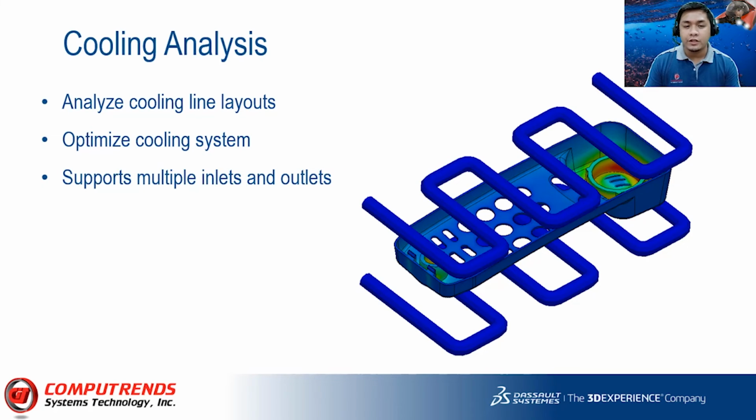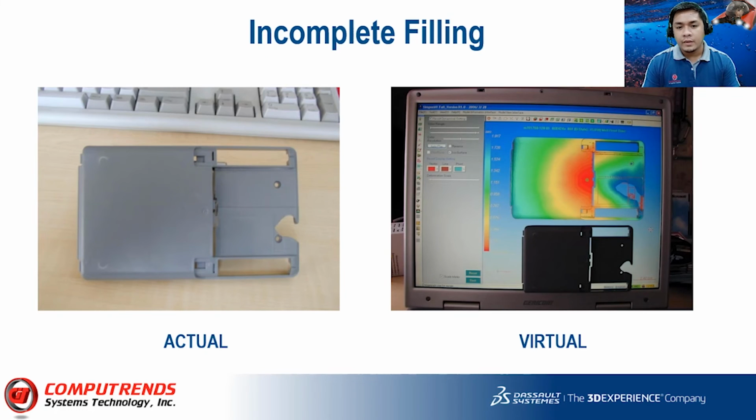To verify the accuracy of SolidWorks Plastics, I will show you some of the tests conducted from the virtual analysis to compare with the actual result. Here's the example of incomplete filling. The left image shows the actual product, and on the right is the virtual analysis of short shot using SolidWorks Plastics. It can be seen here that the virtual analysis and actual product are identically similar in the shape of the short shots. Another example is the next slide.